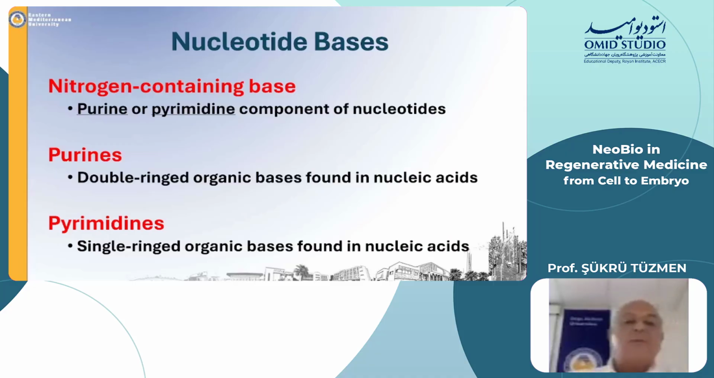So we can go back and start going through the structures of the bases of the nucleotides. Bases, we can also refer to as nitrogen-containing or nitrogenous bases. They are classified under 2 major categories. Number one is the purines, and the other one is the pyrimidines. The purines are so called because they have double-ring organic bases in the nucleic acids, and pyrimidines are so called because they have single-ring organic bases.